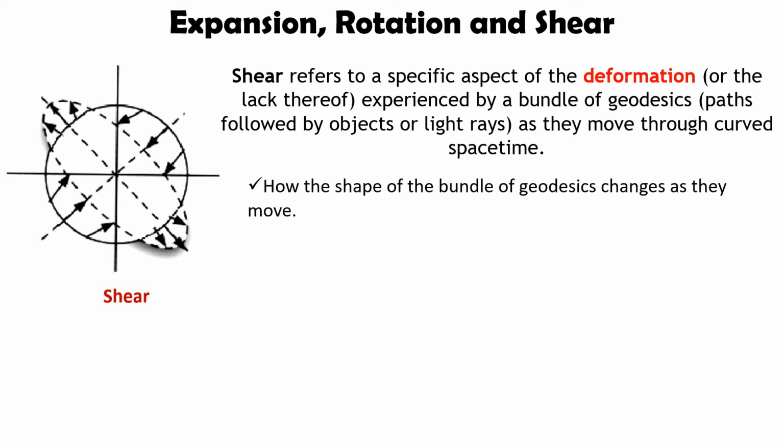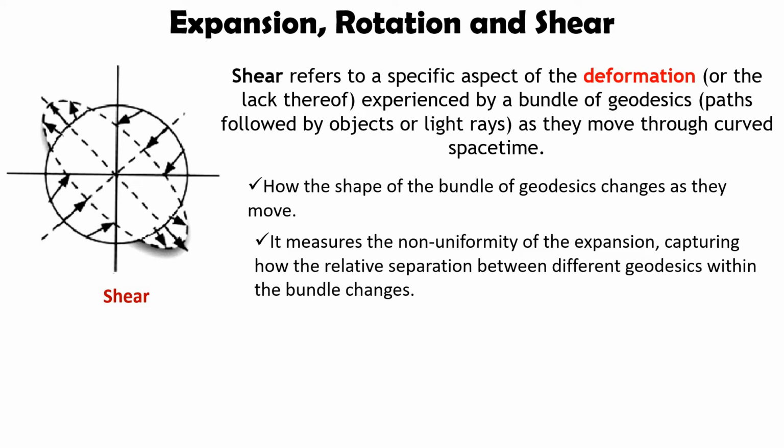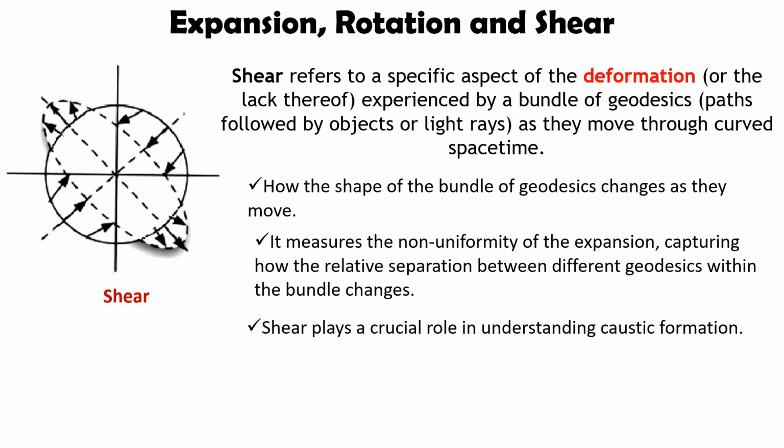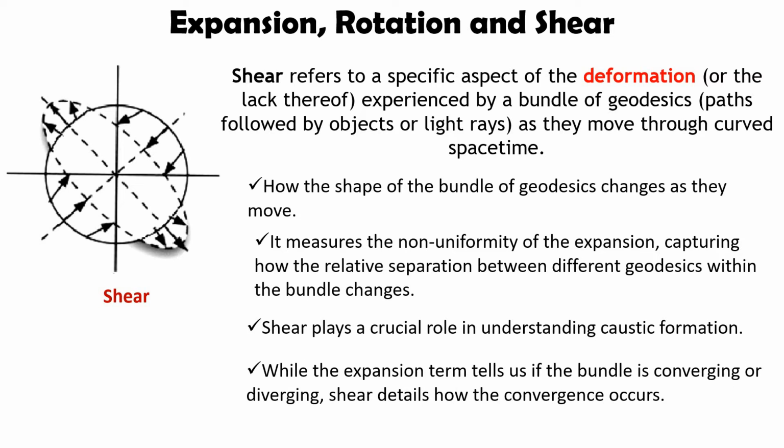Number one, how the shape of the bundle of geodesics changes as they move. Shear helps us to understand this. It also measures the non-uniformity of the expansion. Obviously, the expansion is not uniform, otherwise how would it result in shear? Capturing how the relative separation between different geodesics within the bundle changes, how the family of geodesics is changing. Shear plays a very important role in the caustic formation.